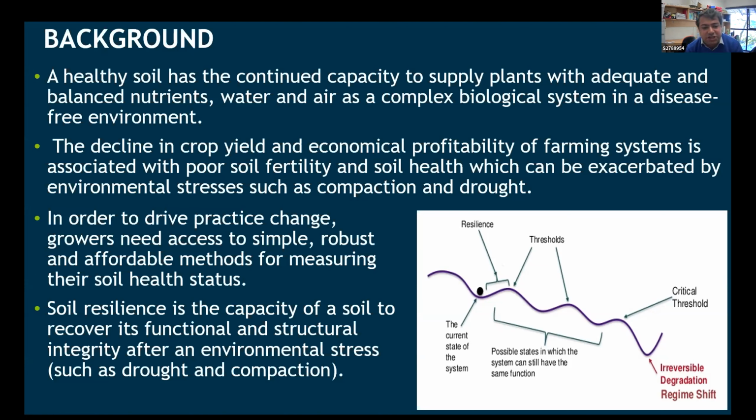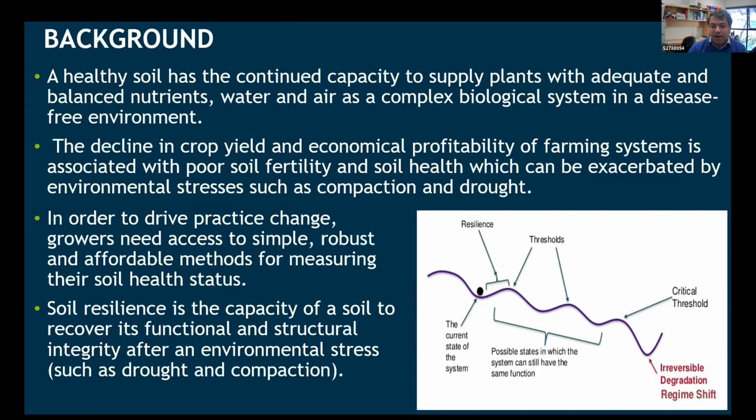But if you want to make a change, first we need a simple, robust, and affordable method for farmers to test their soil health status and give them farm-based or paddock-based recommendations to be able to improve the health and fertility of their soil. In order to do that, we first have to have a good understanding of the process that the soil goes through when it's dealing with environmental stresses.